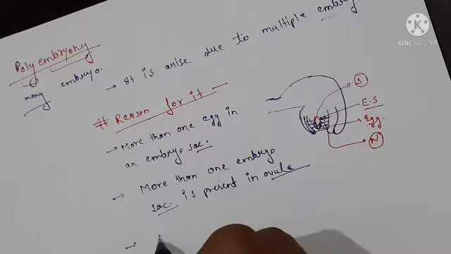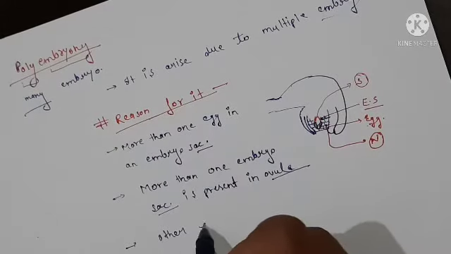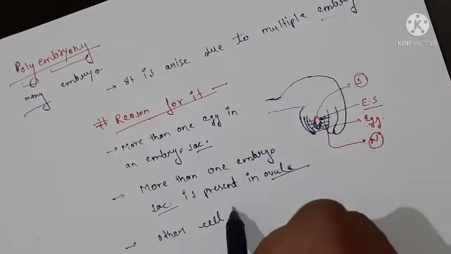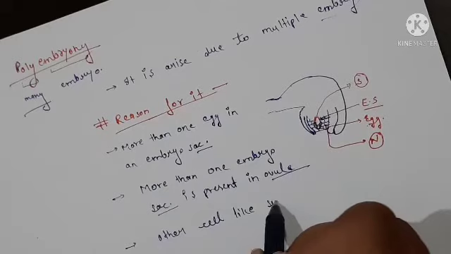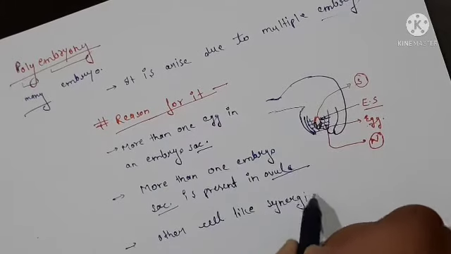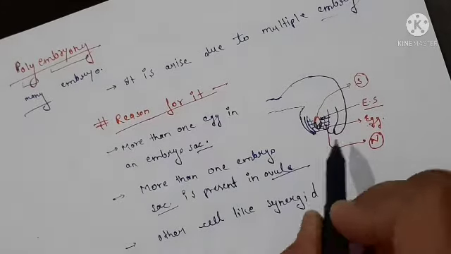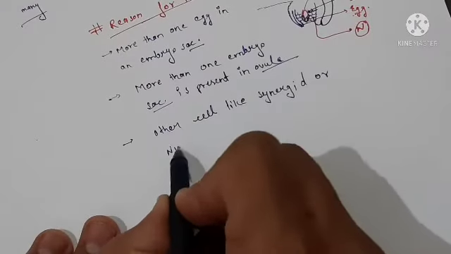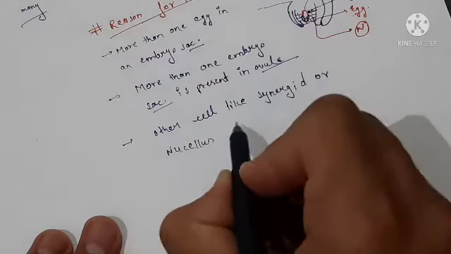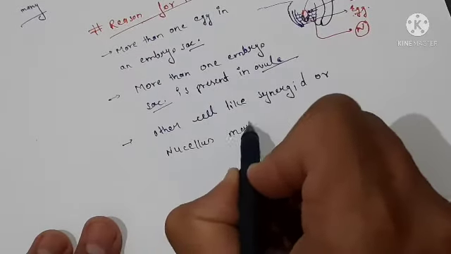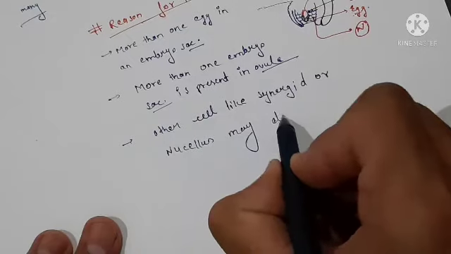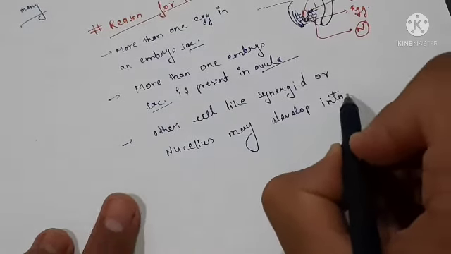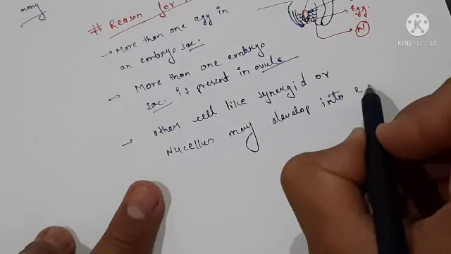What is the third reason? Other cells. What is left? This one is synergid. So other cells like synergid or nucellus may develop into an embryo.